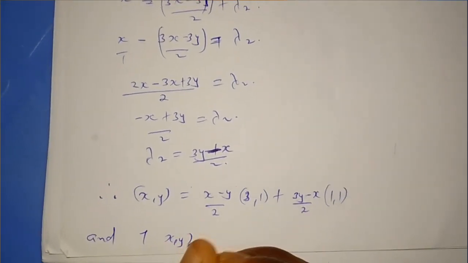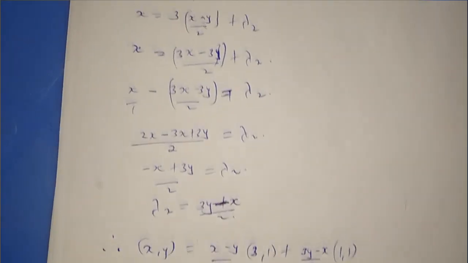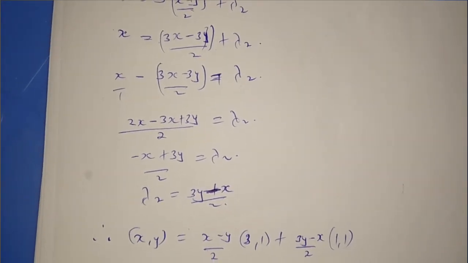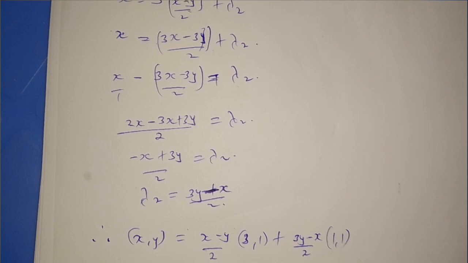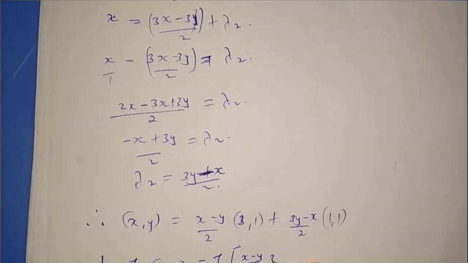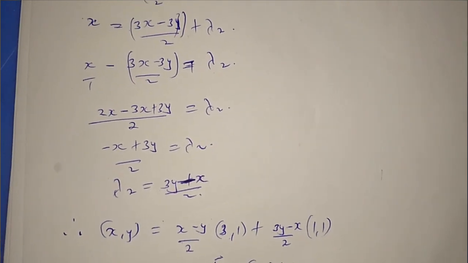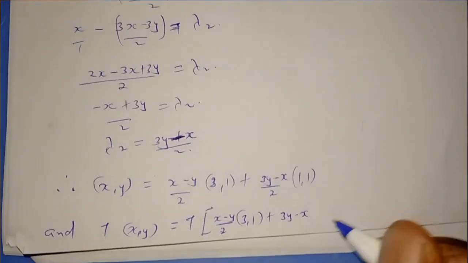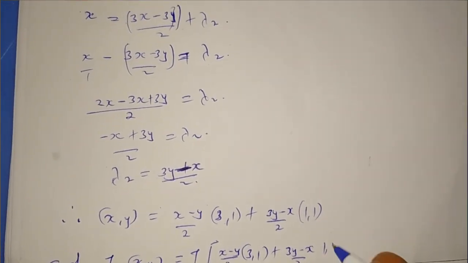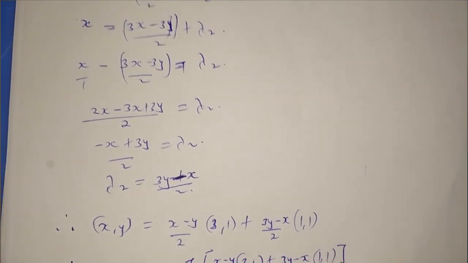Now T(x, y) is equal to T applied to the bracket: (x − y)/2 times (3, 1), plus (3y − x)/2 times (1, 1). Okay.